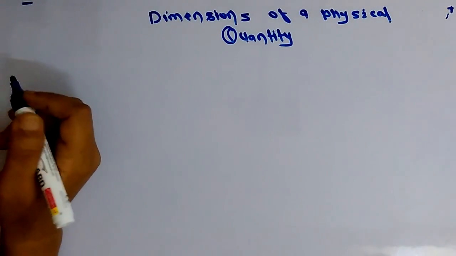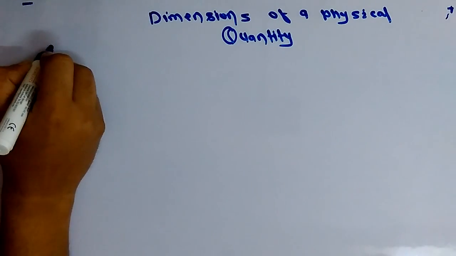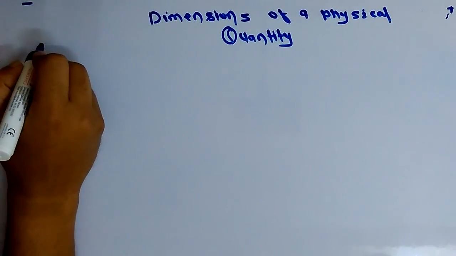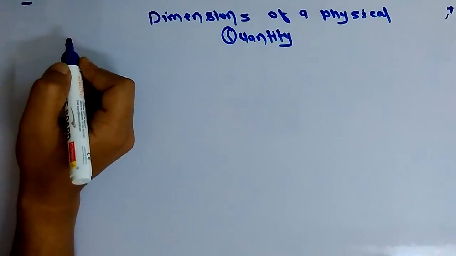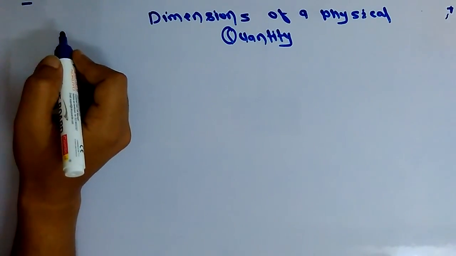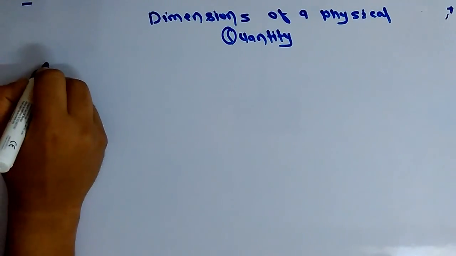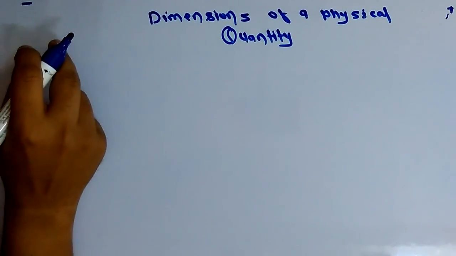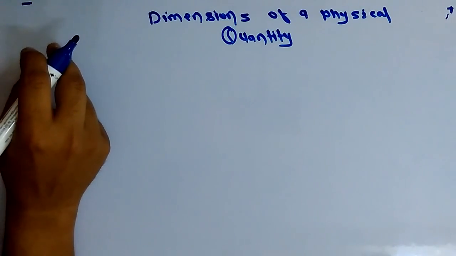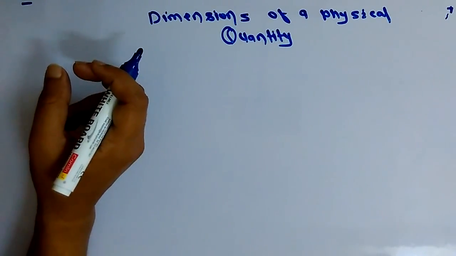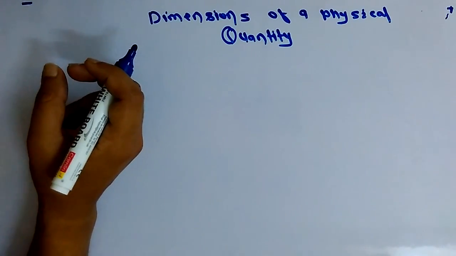In the previous class, we have seen what a physical quantity is, what fundamental quantities and derived quantities are, and we have also seen the supplementary quantities. There are two supplementary quantities, radian and steradian, and we have seen the systems of units, that is, how they are defined in terms of CGS, FPS, MKS, and the international system, or SI system.